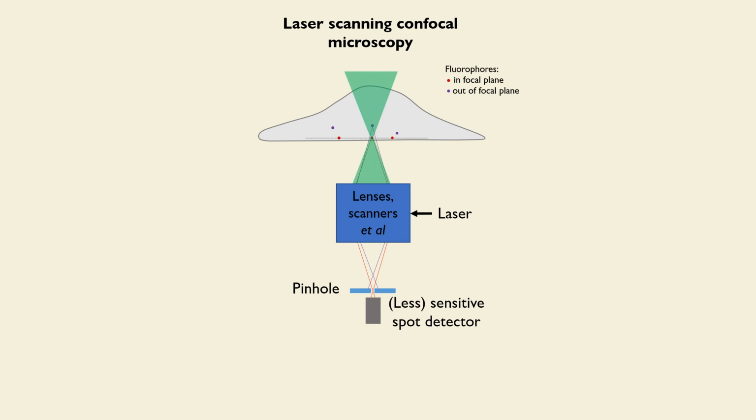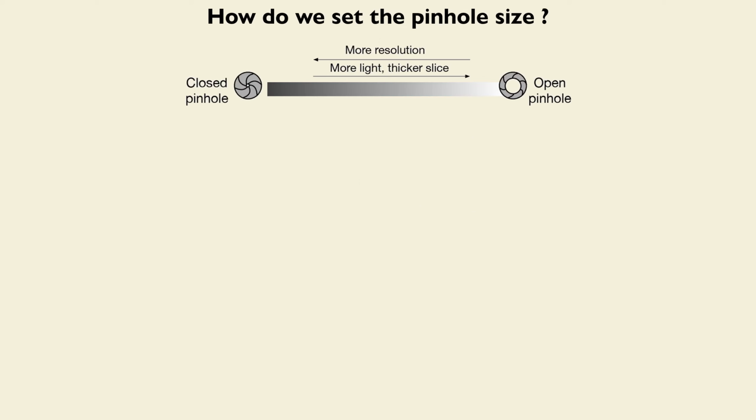So clearly, something that is critical for all of this to work is the pinhole. This is the critical element for removing the out of focus light. If we remove the pinhole from the system, we would not have this critical property of increasing contrast by removing out of focus light. So an important question is how we set the pinhole size. And there are two extremes. If we close the pinhole, we will reject more out of focus light and we will have higher resolution. Whereas if we open the pinhole, more light will reach the detector, but we will have a resulting thicker optical slice or section.